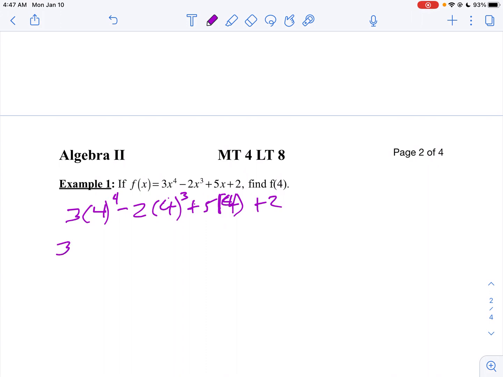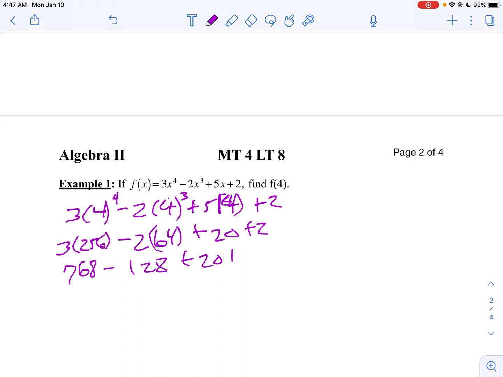So I have 3 times 256 minus 2 times 4 cubed, well that's 64, plus 5 times 4 is 20, plus 2. Well, let's keep on evaluating. So I take 3 times 256, I get 768, minus 2 times 64 is 128, plus 20 plus 2. Now, let's just evaluate that. So take 768 minus 128 plus 20 plus 2. That's usually how you see it. That's usually how we do this.